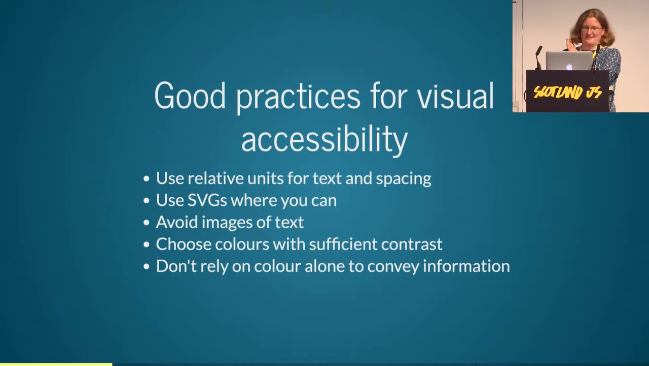So here's some good practices for visual accessibility. Use relative units, so rems and so on, for spacing as well as text sizes, so everything doesn't end up overlapping. Use SVGs, so you've got scalable images. Try and avoid having text in images, and try and choose colours with sufficient contrast. There are online checkers where you can just put in two different colour values and see if they've got sufficient contrast to appear next to each other. Also check it in the grayscale mode. And don't rely on colour alone to convey information, so don't just use a traffic light system for saying something's okay, and try and have an icon as well, like a thumbs up or a smiley face, something like that.